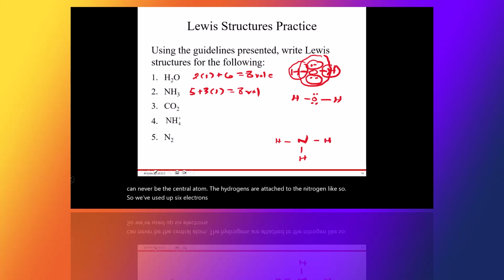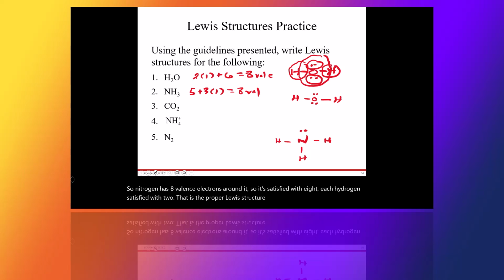Each line is a single bond, which represents a shared pair of electrons. So the other 2 electrons must go on the nitrogen. So nitrogen has 8 valence electrons around it, so it's satisfied with 8. Each hydrogen is satisfied with 2. That is the proper Lewis structure for ammonia.